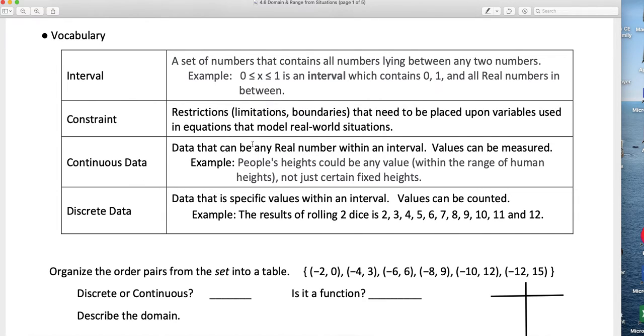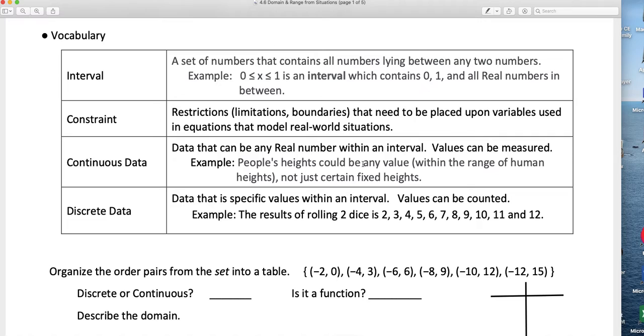Continuous data is data that can be any real number within an interval. That's confusing, but here's something more straightforward. Continuous data are values that can be measured. Okay, here's an example. People's heights could be any value within whatever human heights can be, but not just any certain fixed height. So you might be 5'7.5" tall, but chances are you're probably not exactly 5'7.5" tall. You're some number between 5'7¼" tall and 5'7.5" tall. So it's continuous because you can't exactly say it's exactly this number and only this number.